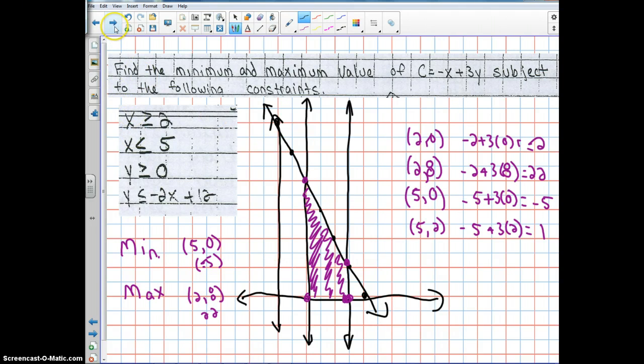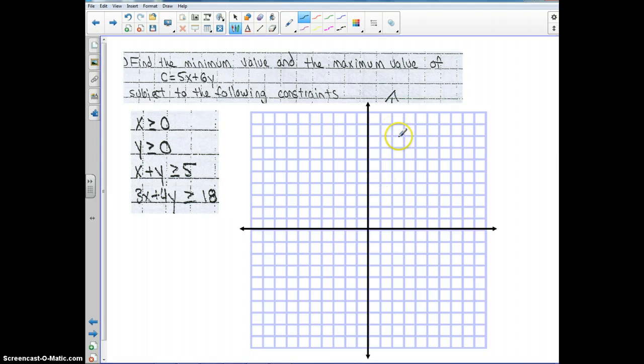Well, these are examples of bounded regions. Well, now we want to look at something in which it's an unbounded region. Okay? So, I want to graph both of these inequalities. So, x is greater than or equal to 0. I know that it's going to be shaded this way. Then I want to do y is greater than or equal to 0.